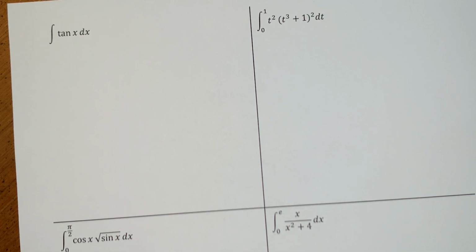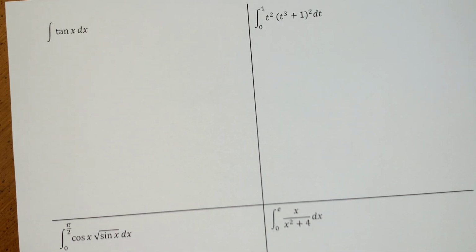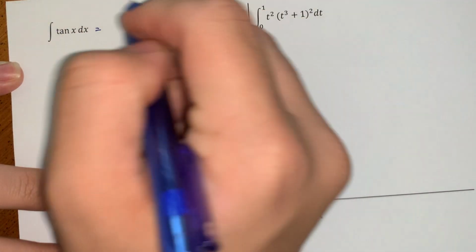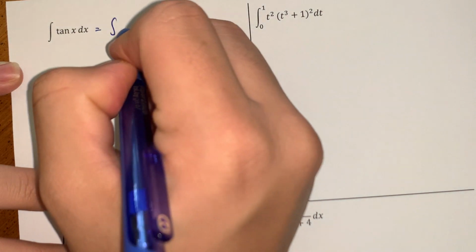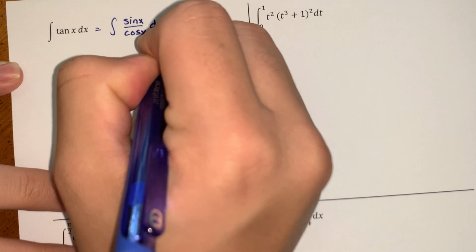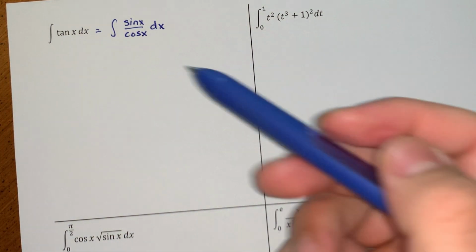But yeah, so tangent of x. Again, there's nothing really obvious here that you can take the derivative of. So now you have to start thinking about it and ask, can I change this in any way? Hopefully we remember that the integral of tangent of x is essentially the integral of sine of x over cosine of x dx. And now over here, I can do something.